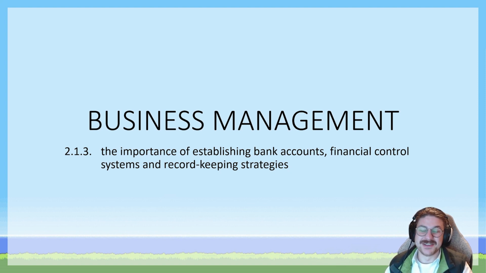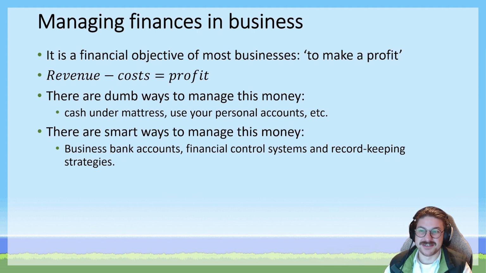In today's lesson we're looking at key knowledge point 2.1.3, that is Unit 2, Area of Study 1 and the third key knowledge point for this area of study. Today specifically we're looking at the importance of establishing bank accounts, financial control systems and record keeping strategies. Now this is all about managing your business finances.